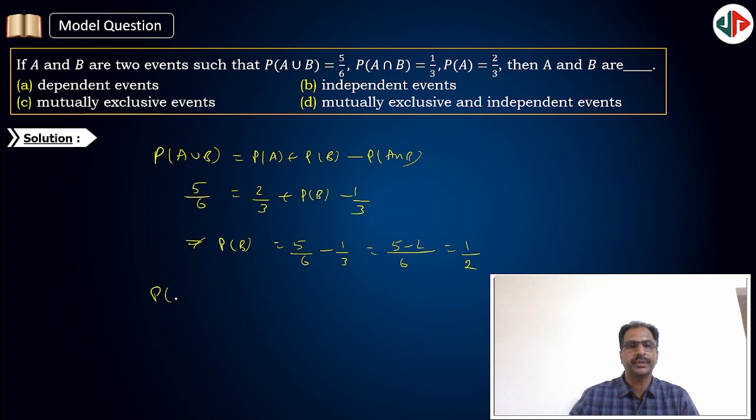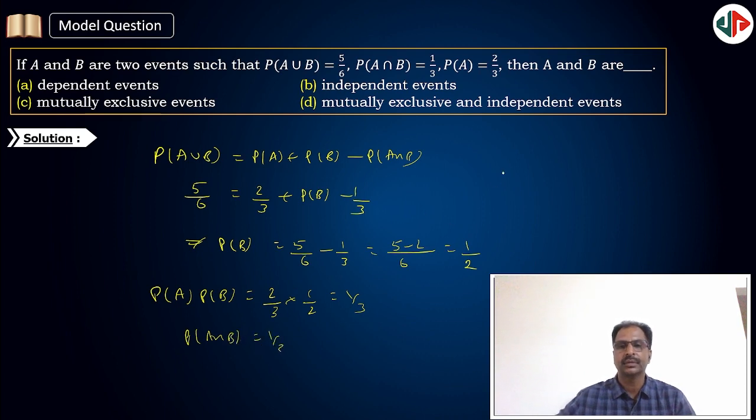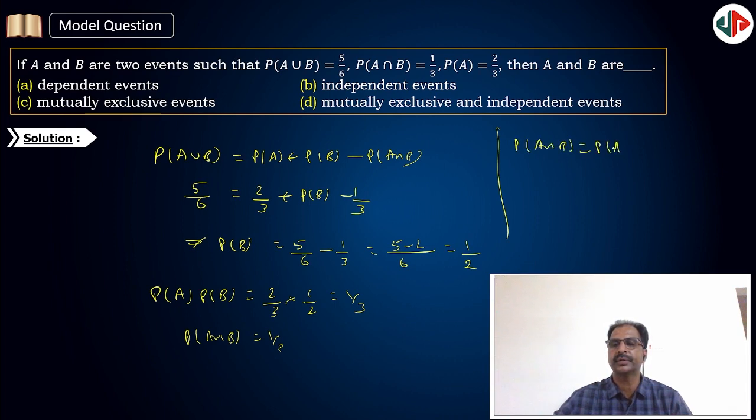So what is P of A into P of B? 2 by 3 into 1 by 2, which is 1 by 3. What is P of A intersection B? That is also 1 by 3, which means P of A intersection B is equal to P of A into P of B.